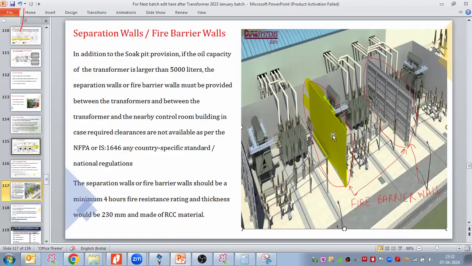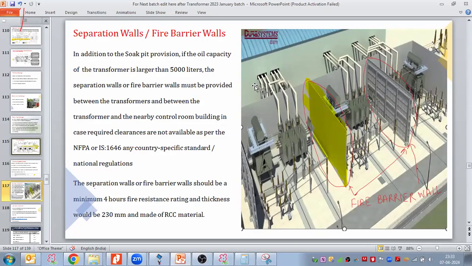Sometimes when we have a transformer and a control building, in that case either we take enough distance between the control building and the transformer, or the transformer wall or the control building wall we have to design based on the fire rating requirement. So either take the proper gap between the building and the transformer, or design a wall with the fire rating.